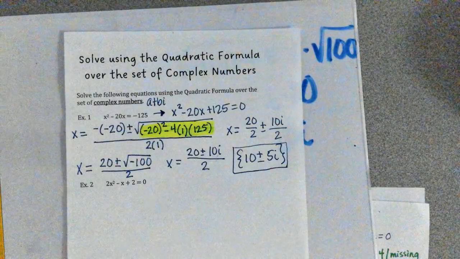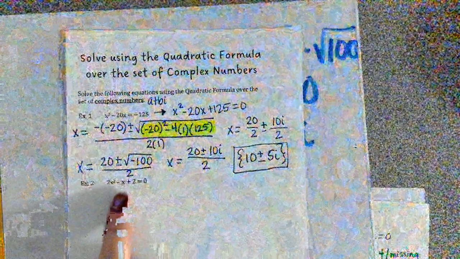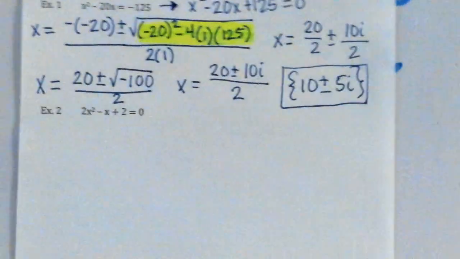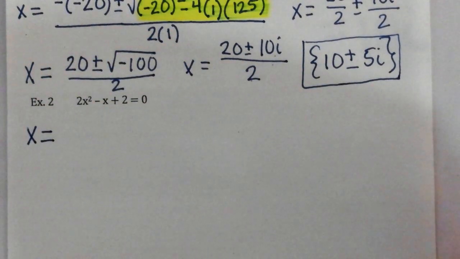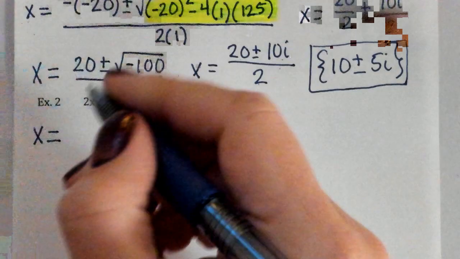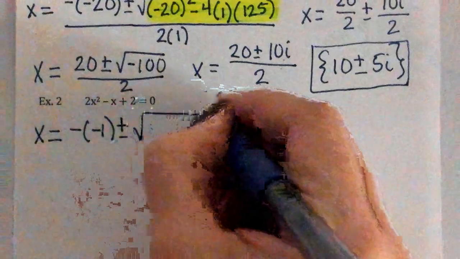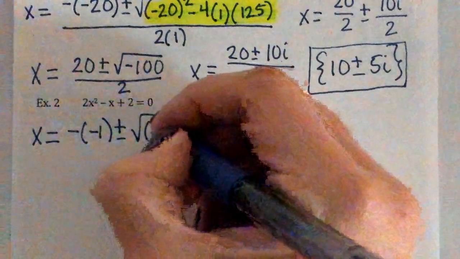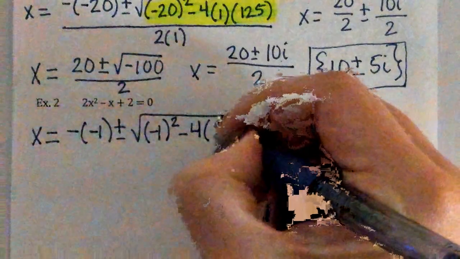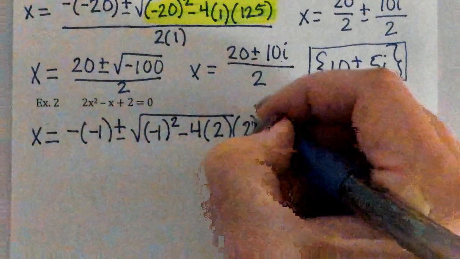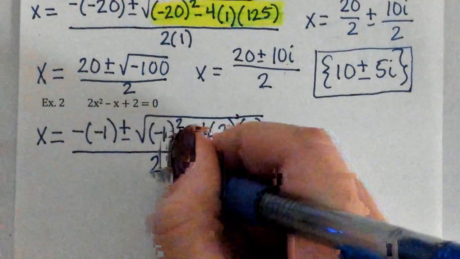All right, so far so good? Cool. All right, let's take a look at what happens in example 2. So this one's already in standard form. Zoom back in on this one. Already in standard form, so we can plug in x equals, in this case, b is the number negative 1. So negative 1 plus or minus big square root of negative 1 squared minus 4 times a times c, which is also 2. All of that is over 2a, so 2 times 2.